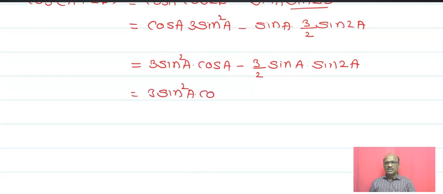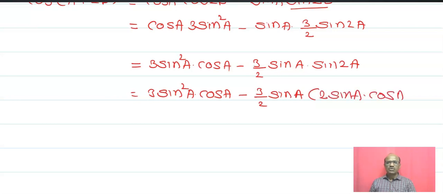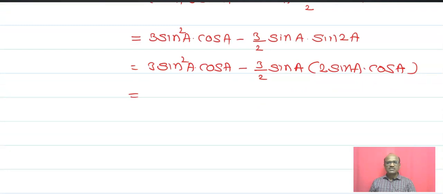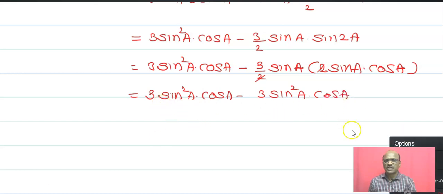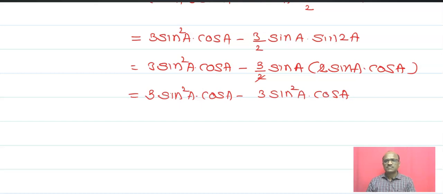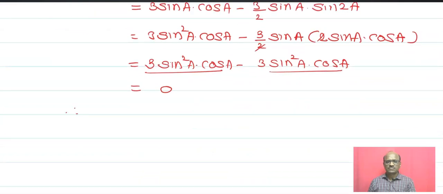That is 3 sin²A cos A − 3 by 2 sin A, that is 2 sin A cos A. The 2s get cancelled, and you will get 3 sin²A cos A − 3 sin²A cos A. Both are similar terms with opposite signs, so you will get 0 here. Hence cos of A + 2B is equal to 0.